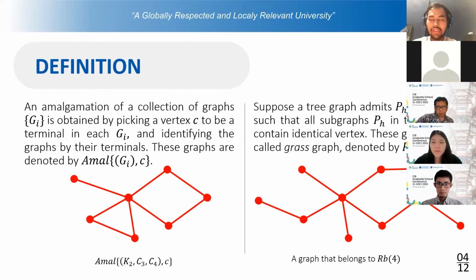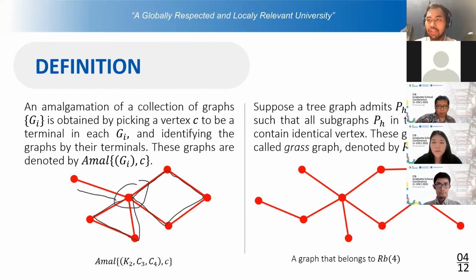Another definition. Here on the left is amalgamation. We have a graph with one edge, K2, and C3, which forms a triangle, and C4, which forms a square. We attach them to one identical vertex, and we call this the amalgamation of K2, C3, and C4.